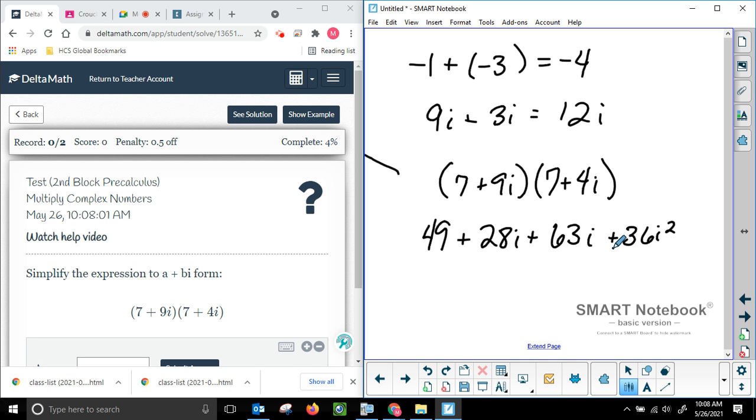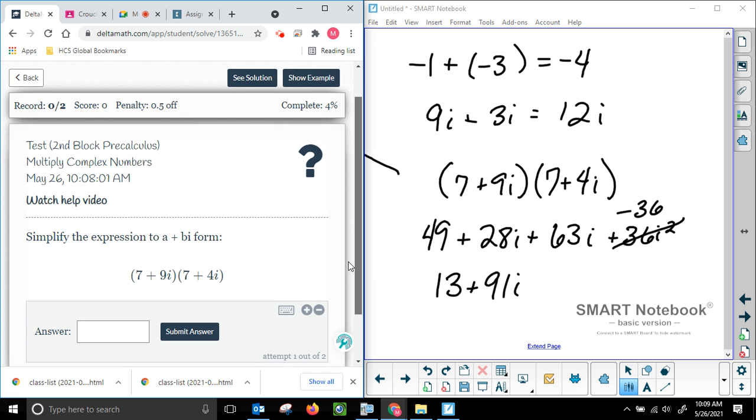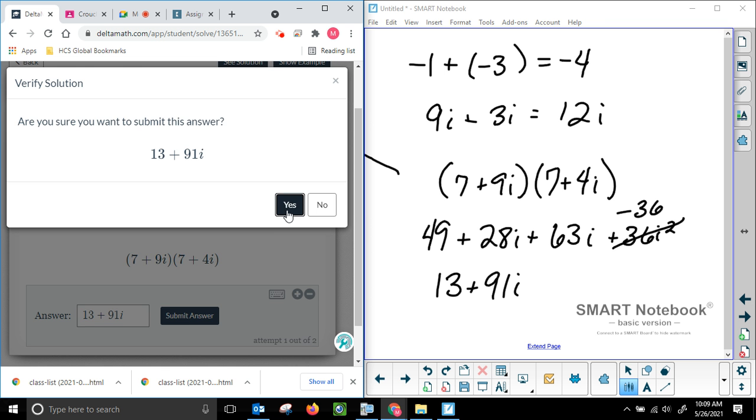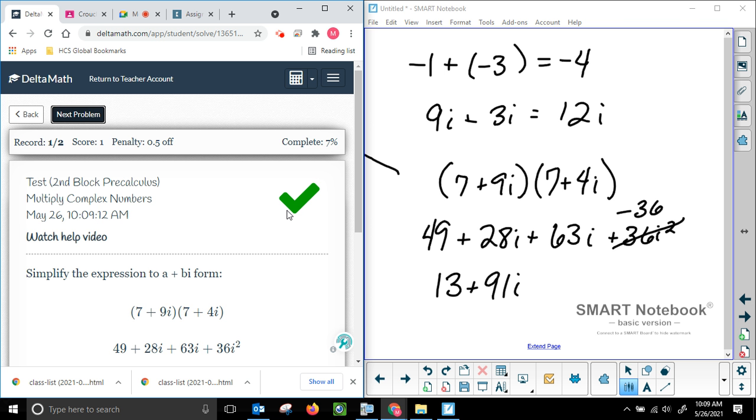So 36 times -1 really just becomes -36. So 49 minus 36 is 13. And 28i plus 63i is 91i. So that is all we have to put here. And voila, we are correct. Shocker.